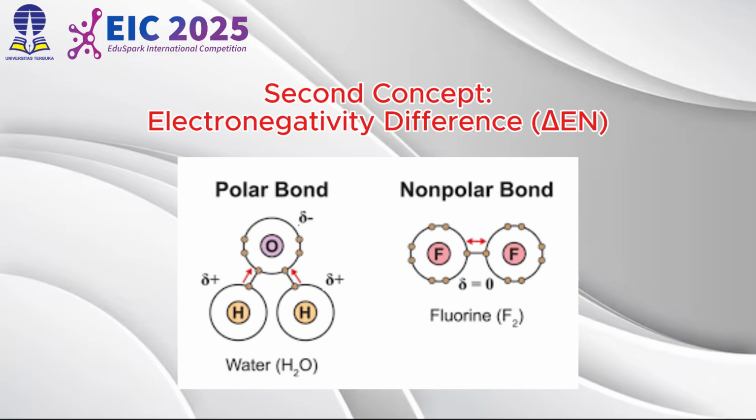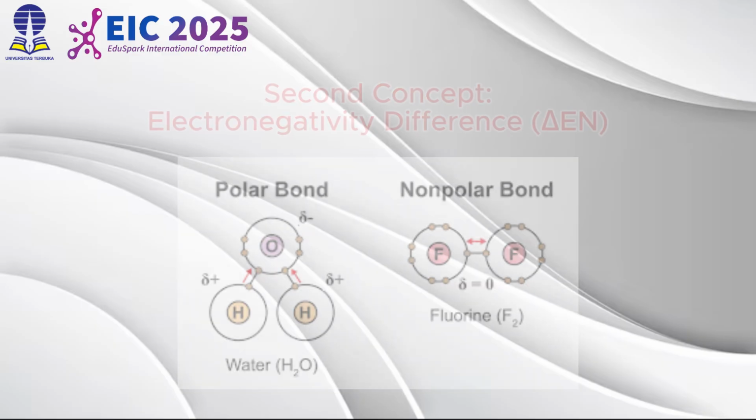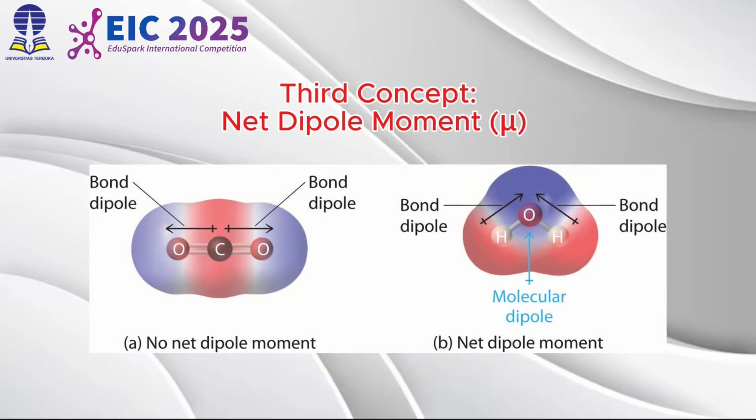If the covalent bond is nonpolar, it means the atoms share electrons equally because the electronegativities are the same or almost the same. The last concept is the net dipole moment. If the net dipole moment of a molecule is greater than 0, the molecule is polar. However, if the net dipole moment is equal to 0, the molecule is nonpolar.